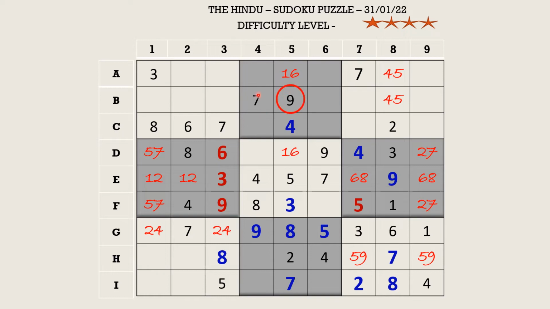This 9 in the B row blocks these 3 cells. There is a 9 in column 3 which blocks these 2 cells. So A2 takes 9. There is a 5 in column 3 which blocks these 2 cells. The 5 in this 5-7 pair blocks this cell. So B2 takes 5.